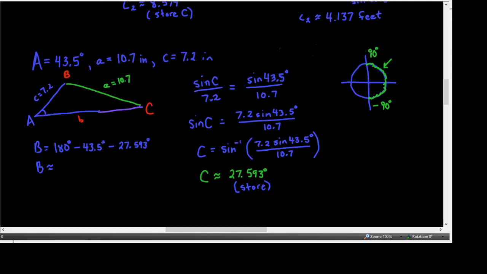I want to use that stored value. So that will give us a value of angle B, which is 108.907.